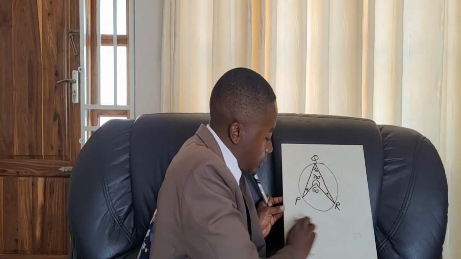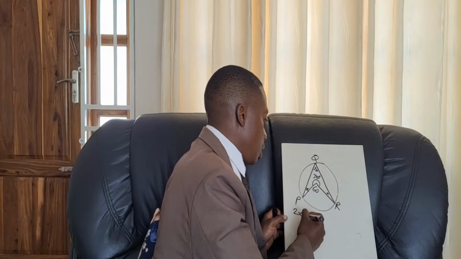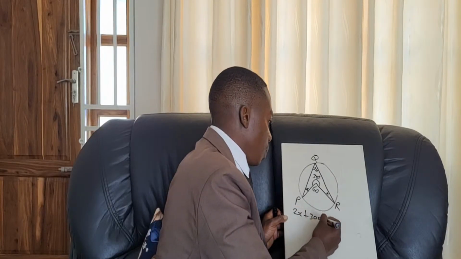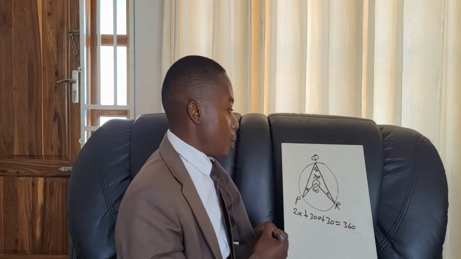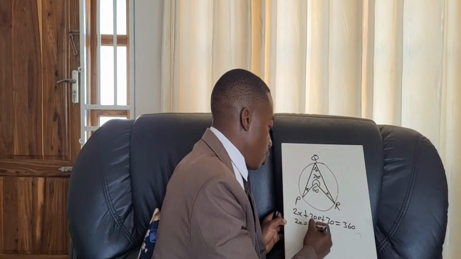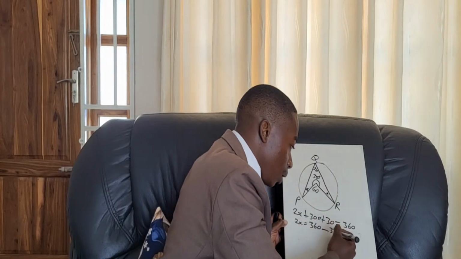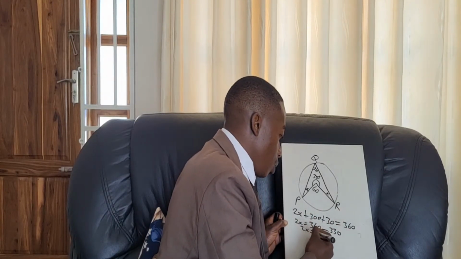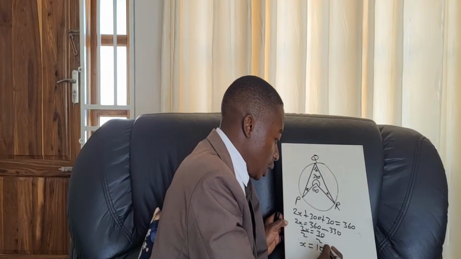Are we together? So we are going to say x plus x, that's 2x, plus 300 plus 30. This should give us what? 360. Is that clear? Yeah. So 2x is equivalent to 360 minus 300 plus 30, that's 330. So we are removing 330. 2x is equivalent to what? To 30, right? Then we divide both sides by 2. So x is equivalent to 15.